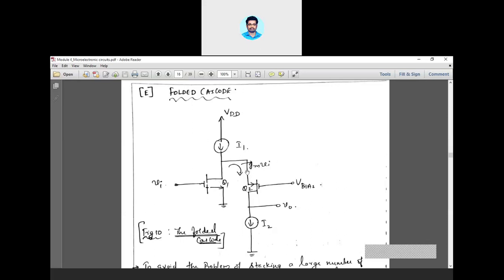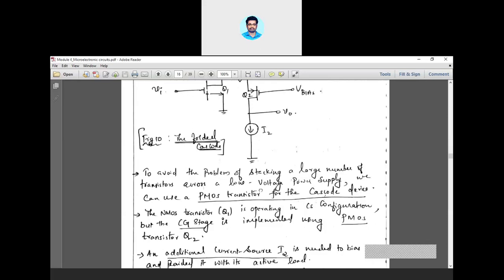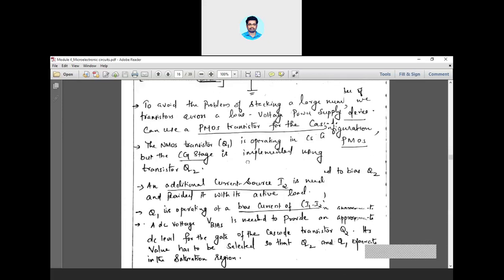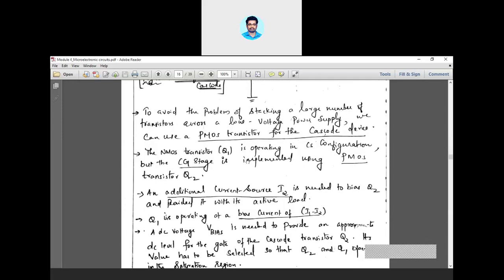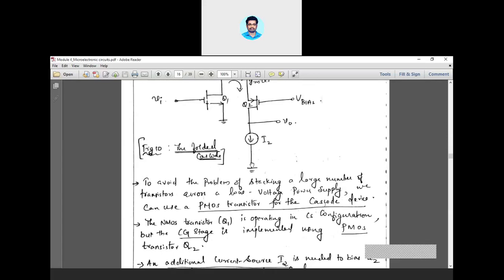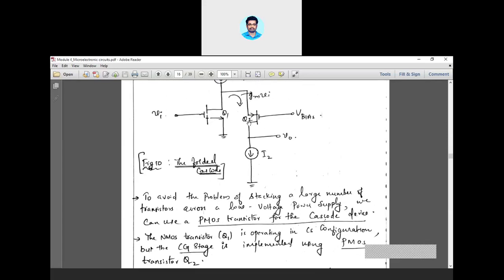By connecting in this particular manner, you will be able to achieve the same output resistance that we discussed in the first case, that is A0 into R0. At the same time, a better Q point and better power saving can be achieved. The difference is that here you are using PMOS instead of NMOS. So not identical. This is NMOS, but this is PMOS.